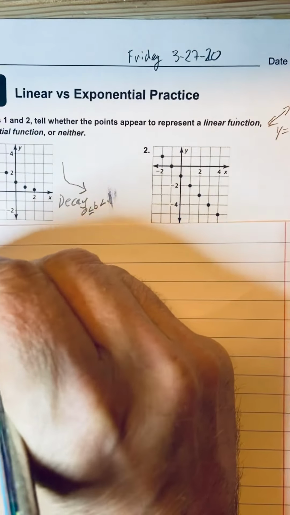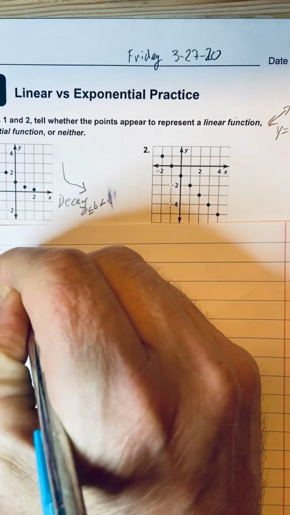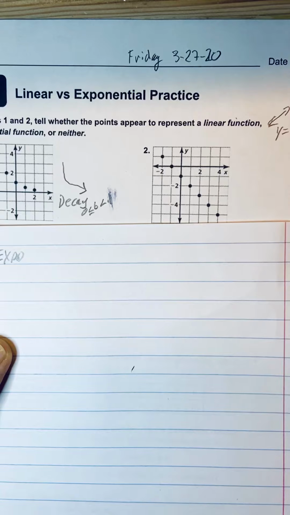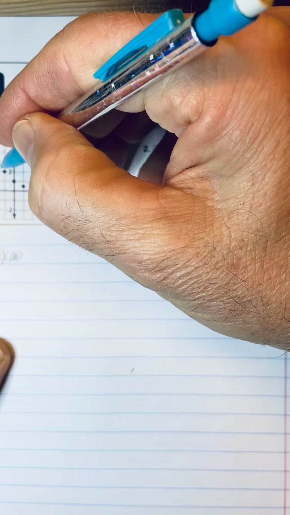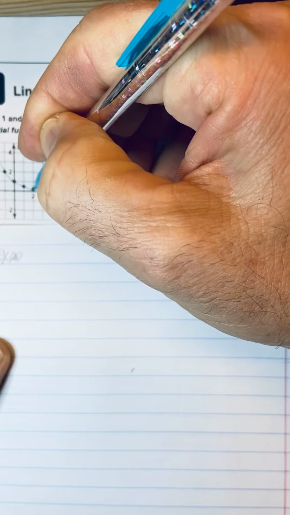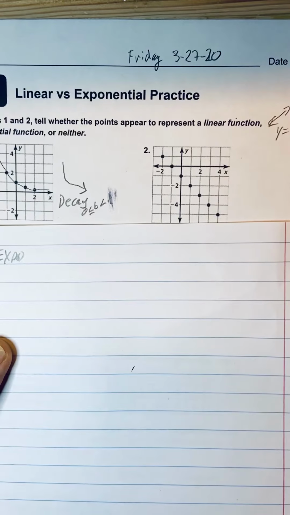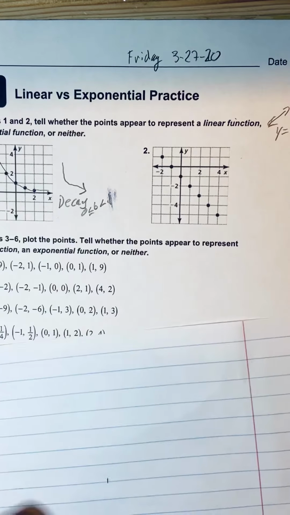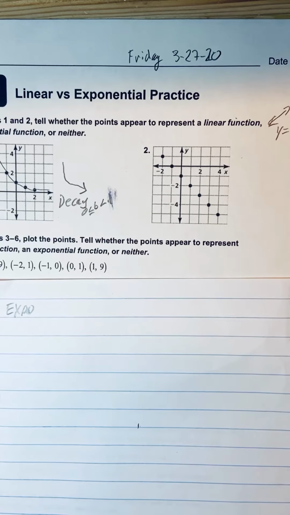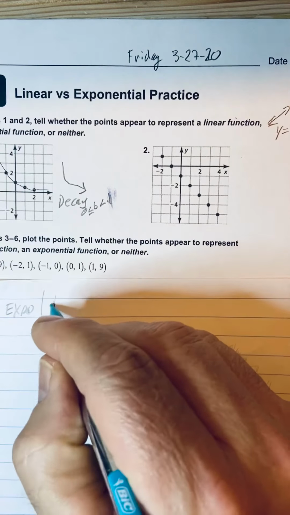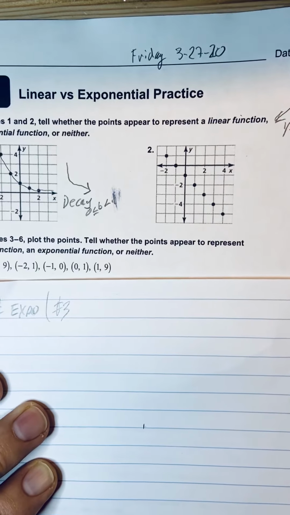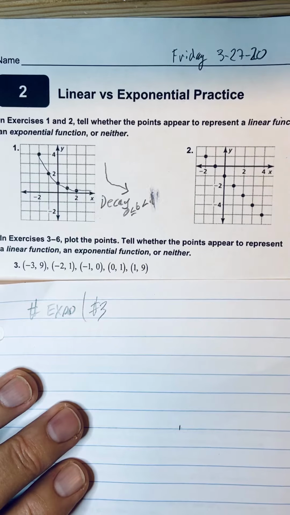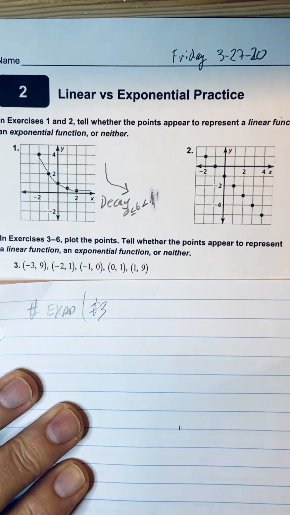So number 1, it's exponential. You can clearly see it continues to curve here, then it's here and there and there, and it's going to flatten out like that. All right, number 3. Let's make sure we can see this. Yeah, there's 3.